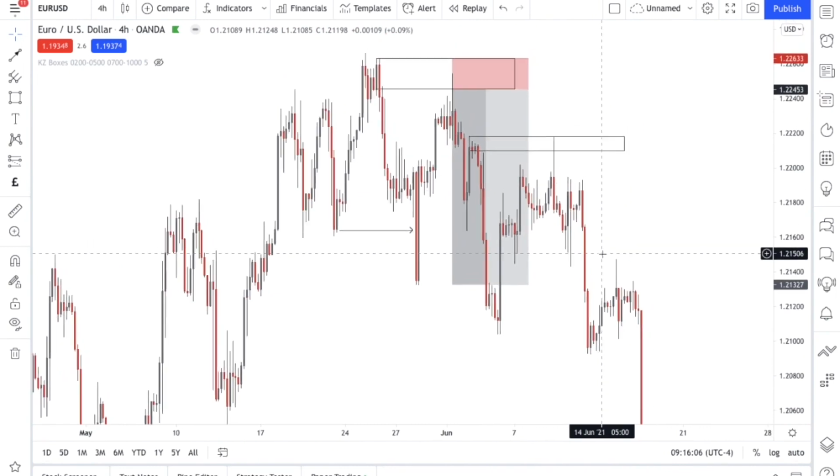So I hope reversal zones was quite straightforward. If you guys have any further questions, feel free to message me whenever you'd like. And I'm going to continue.